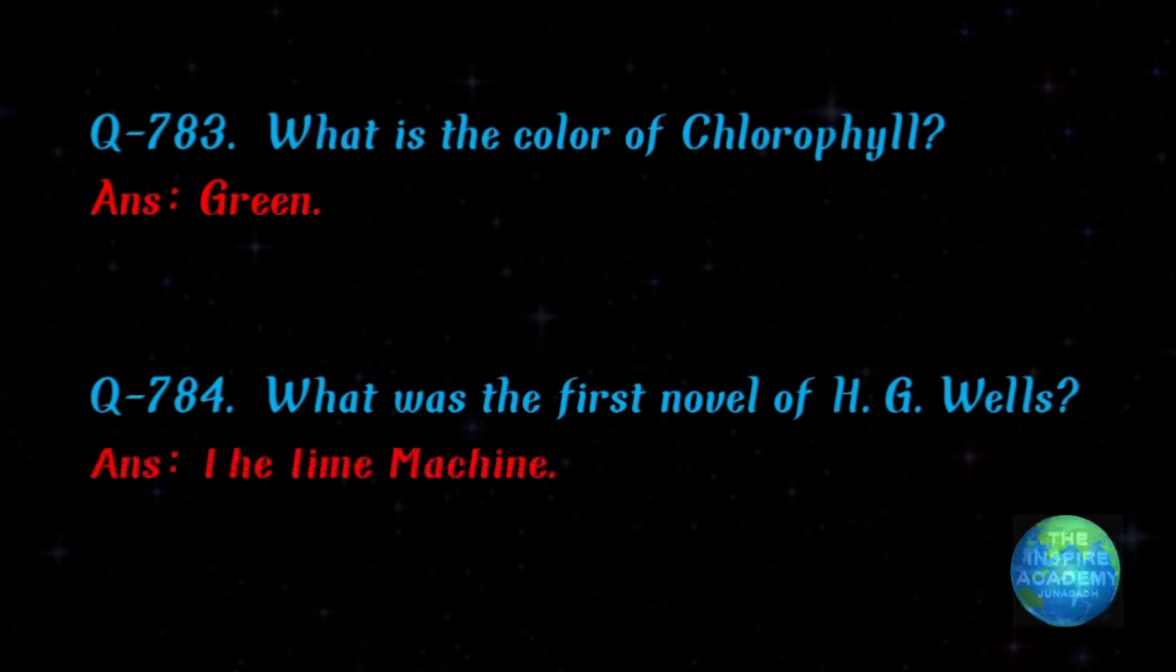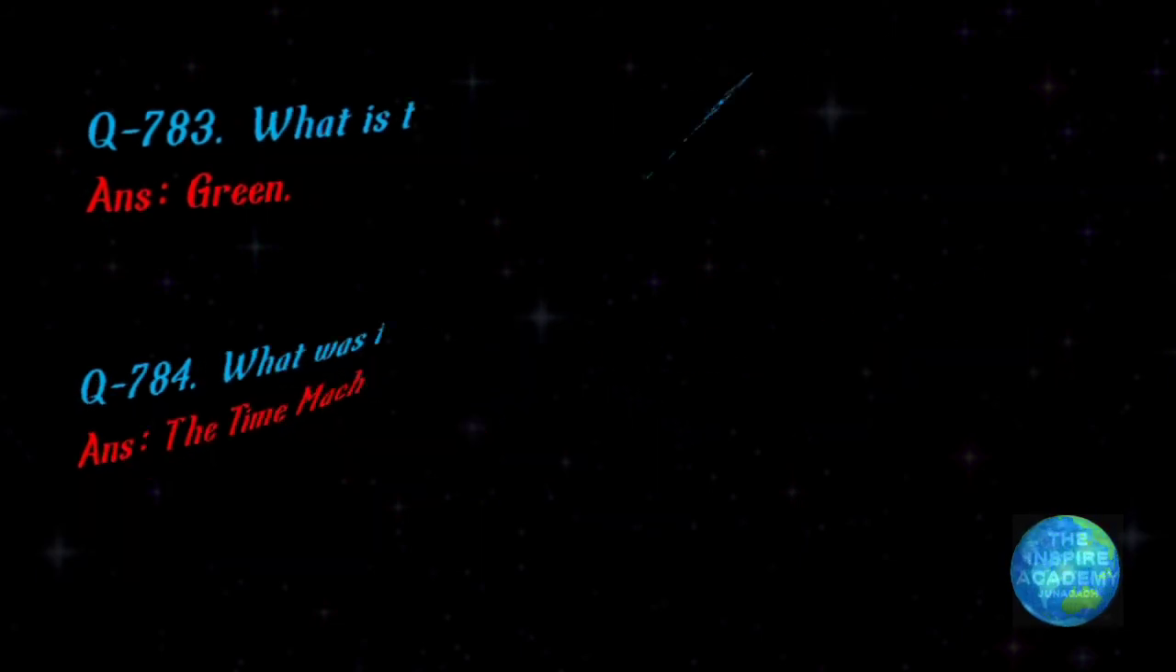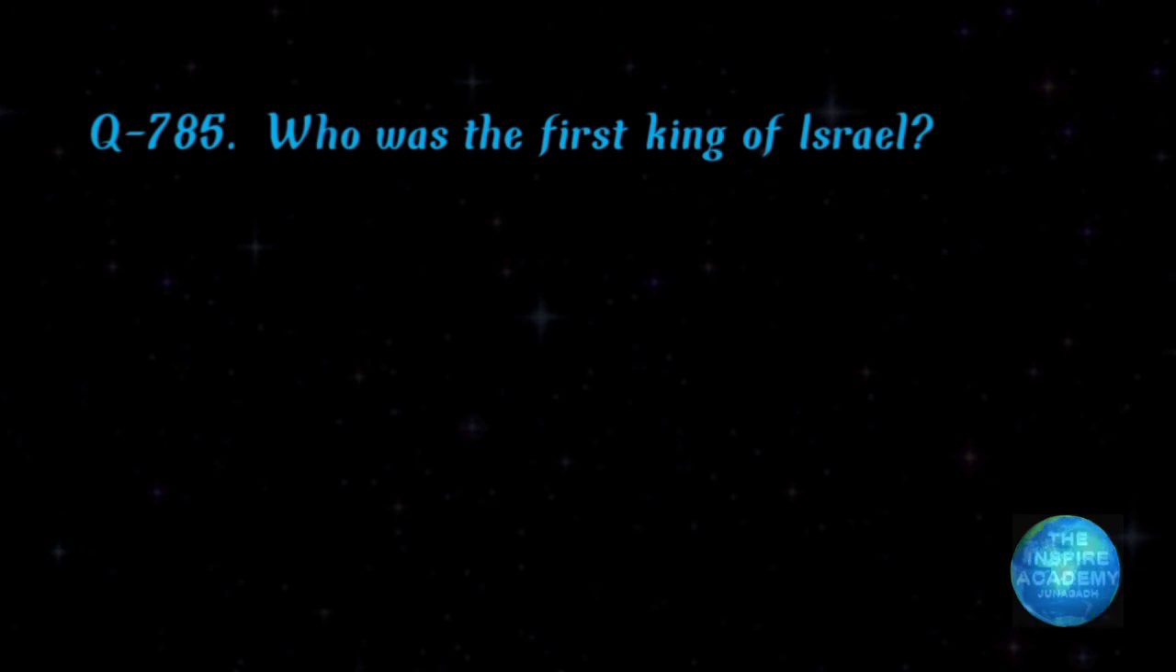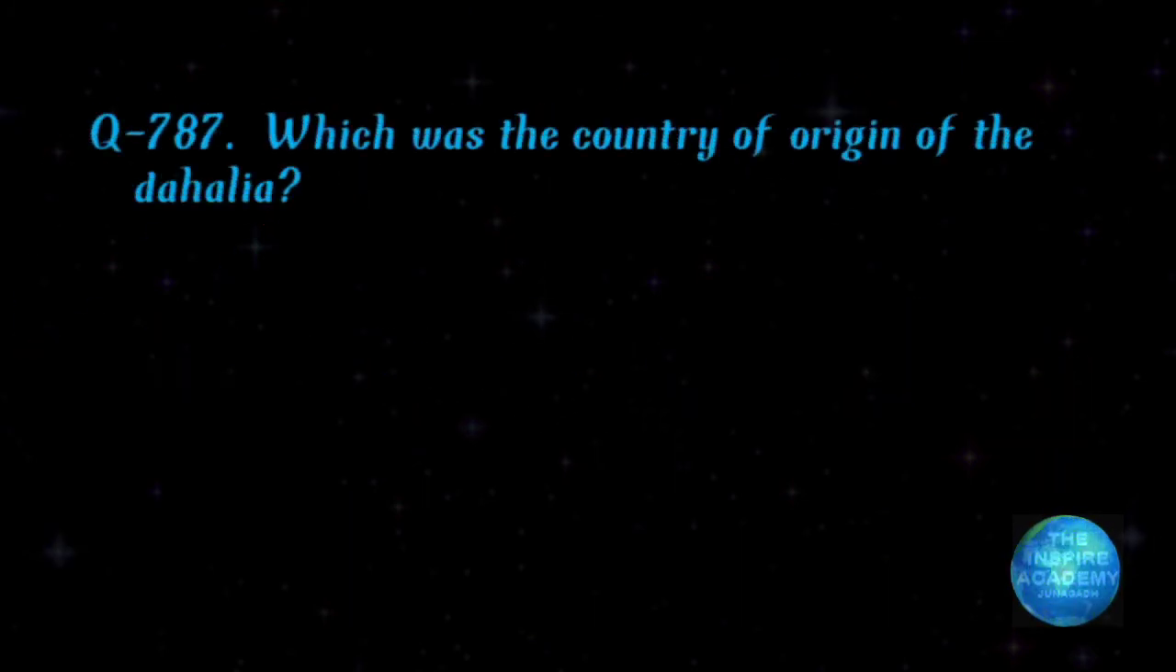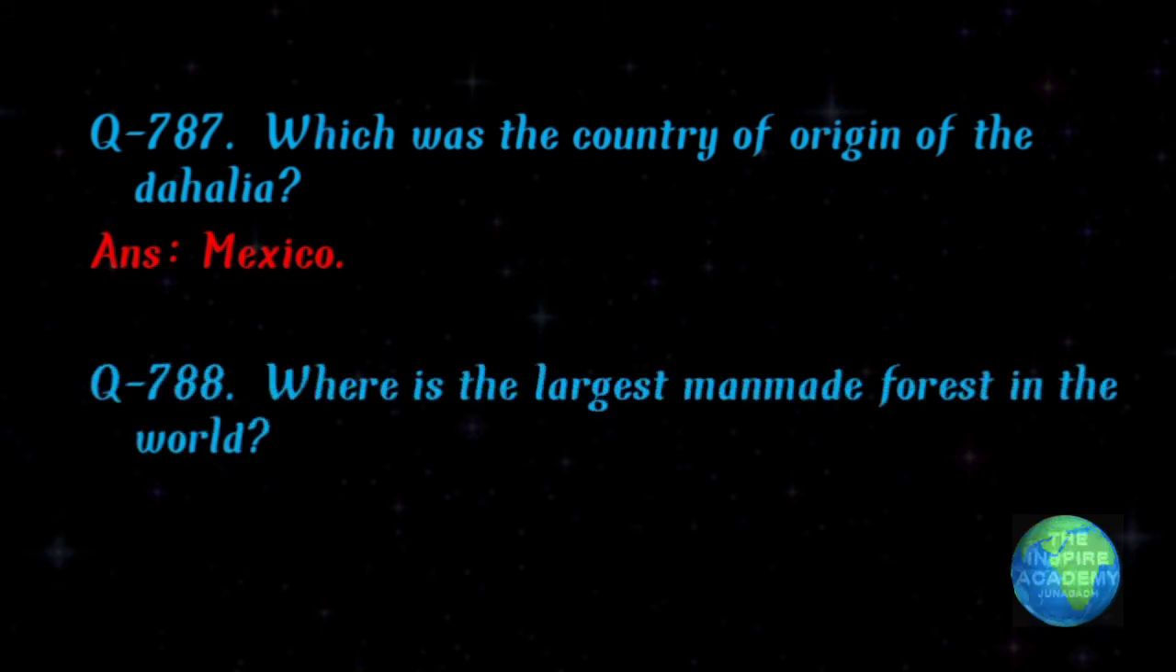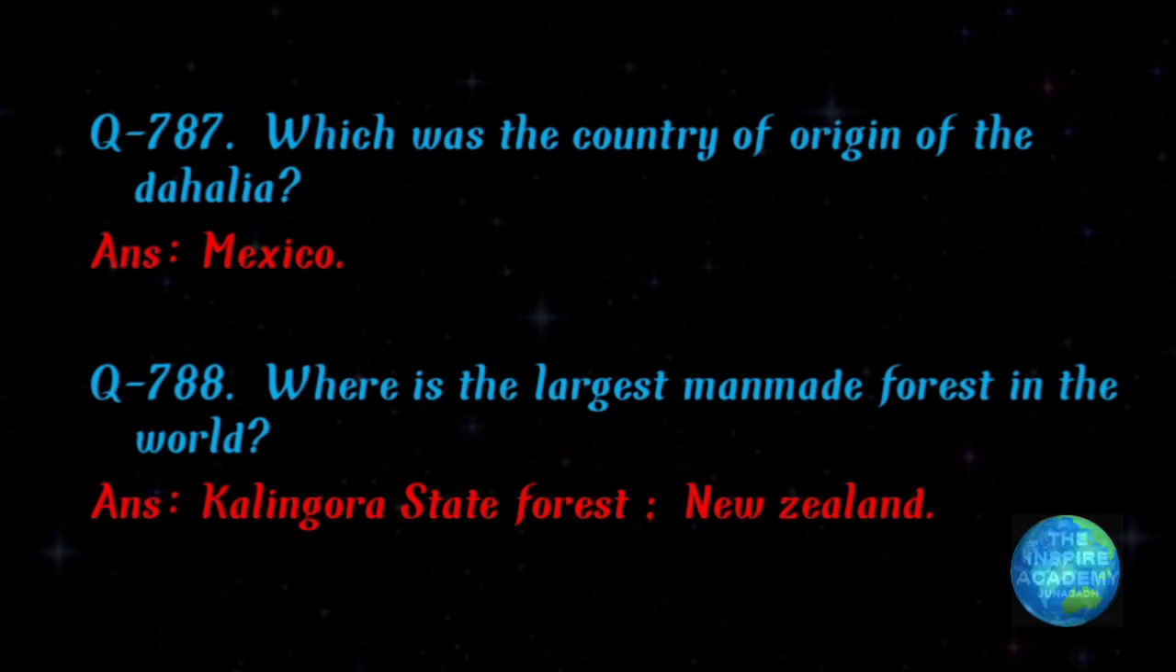What was the first novel of H. G. Wells? The Time Machine. Who was the first king of Israel? King Saul. Which country won the first World Cup for men's hockey? Pakistan. Which was the country of origin of Dahlia? Mexico. Where is the largest man-made forest in the world? Kaingaroa State Forest, New Zealand.